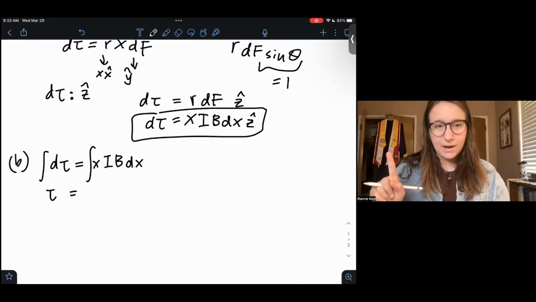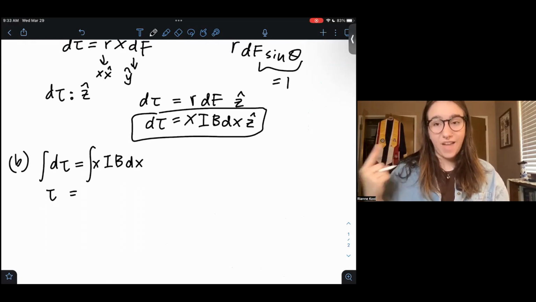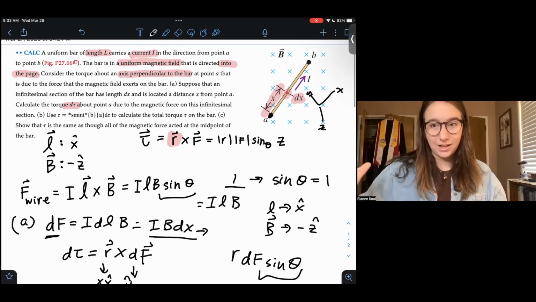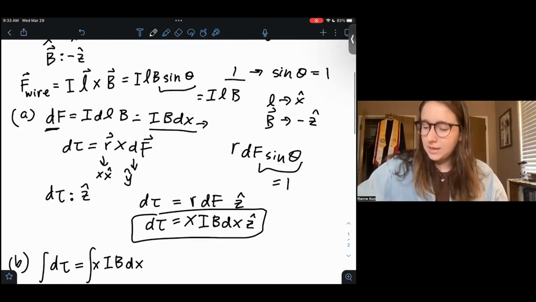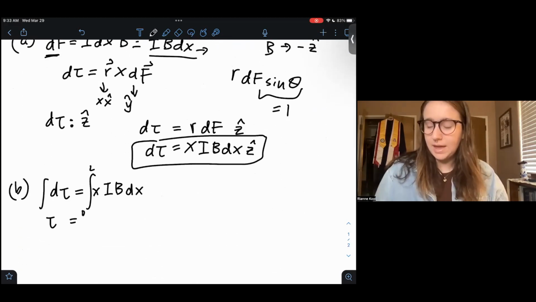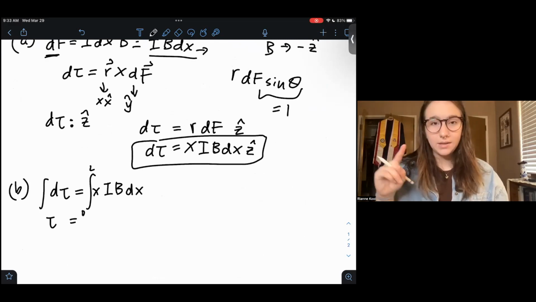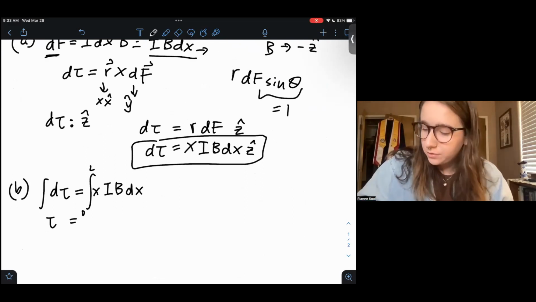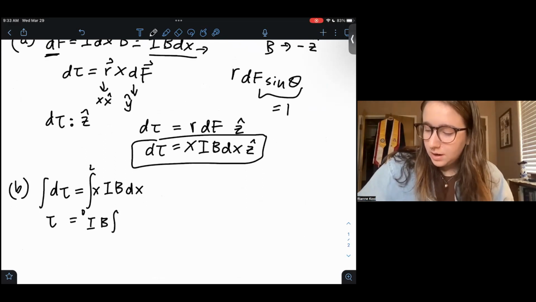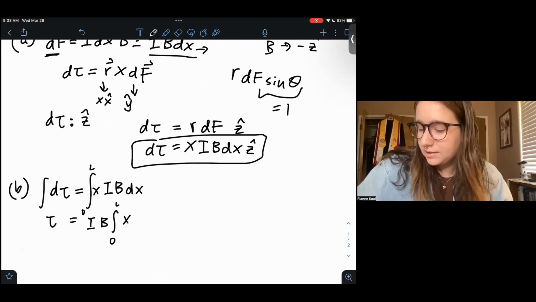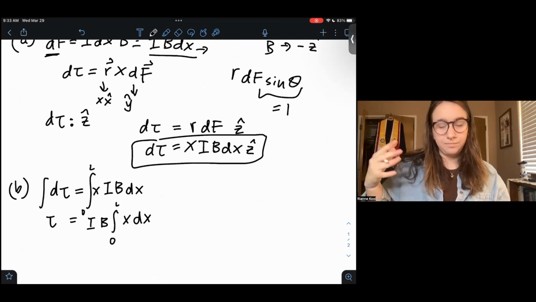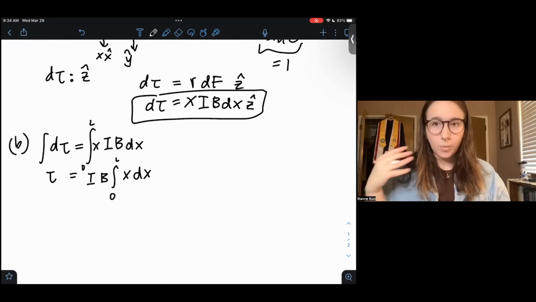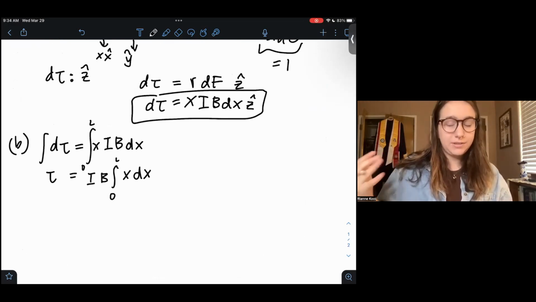But it's important to note our bounds. Our bounds are in terms of x. So x goes from A to B, and the total length is L, big L. So I'm going to say that our bounds are from 0 to big L. I and B are constants, so we can take them out of the integral. So I'll take those out and say the integral from 0 to L of x dx is our equation to find tau. And now I'm going to use the power rule to do the integral.